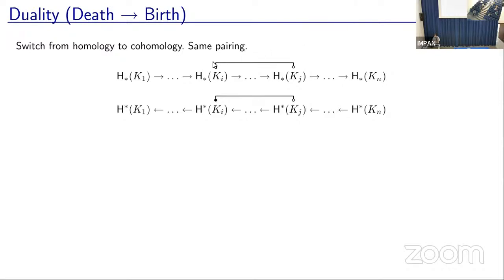And the trick is the following: if we switch from homology to cohomology, the persistence pairing doesn't change, just by duality. Except the roles of birth and death change. So if I have a homology cycle that's created at Ki and becomes zero at Kj, then there's going to be a co-cycle in Kj that by restriction will disappear past Ki. So you get the same pairing, but a slightly different interpretation.